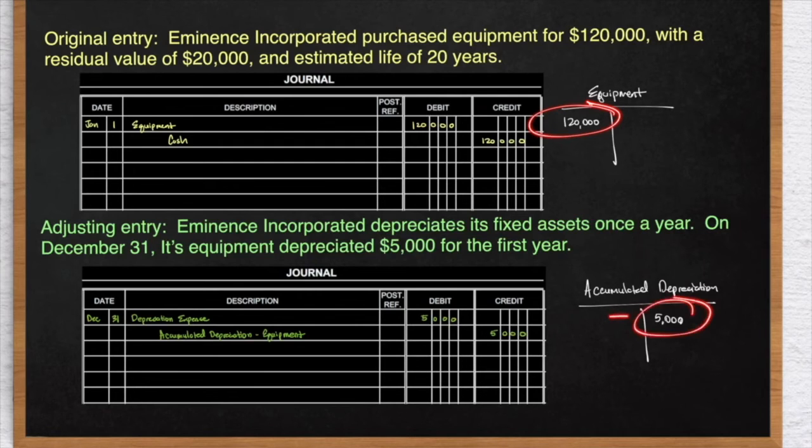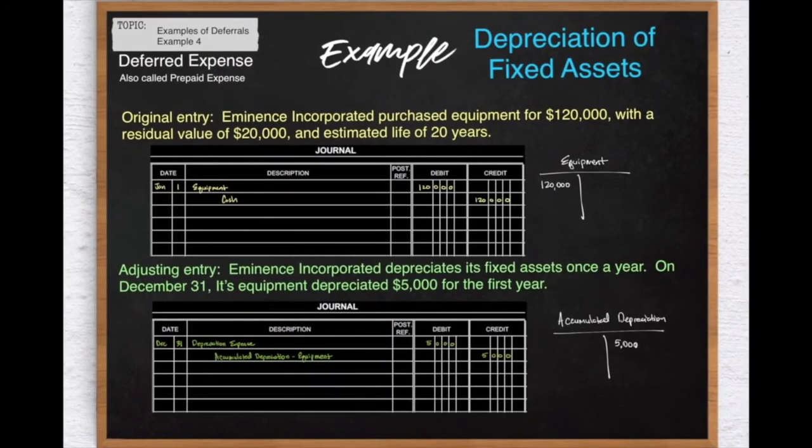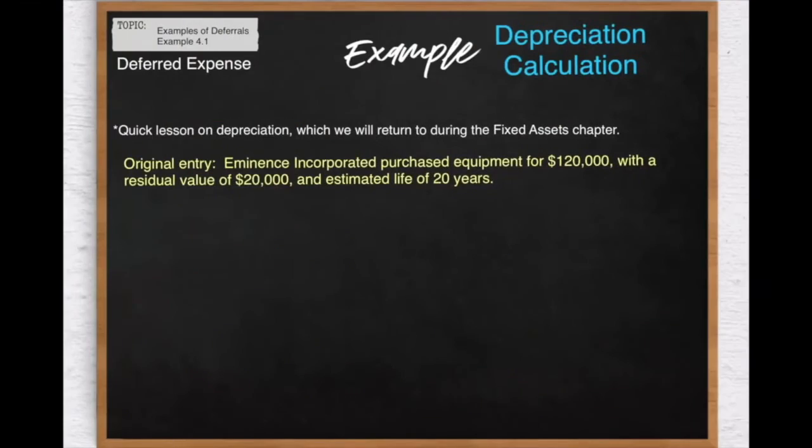You take the equipment, which is $120,000, you minus the $5,000 from accumulated depreciation if you want to see what the current value of the equipment is, and that would be $115,000. It's called the net book value of the equipment. So if someone asks what the net book value was, you would say $115,000.